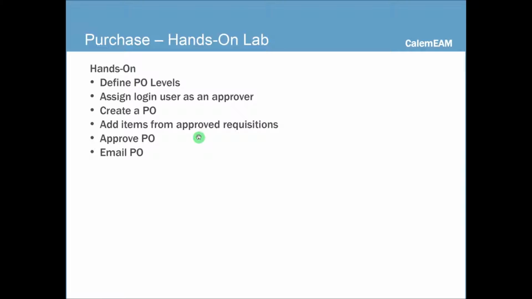For the purchasing hands-on lab, we'd like you to define PO levels, assign your login user as an approver, create a PO, add items from approved REQs to the PO, approve the PO, and email the PO. We didn't talk about this function, but it's available from the PO screen. From the More drop-down menu, there's an Email PO option. The PO can be mailed as a PDF file.